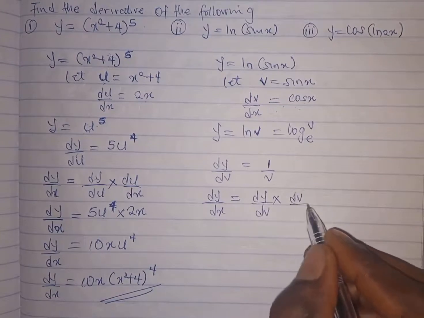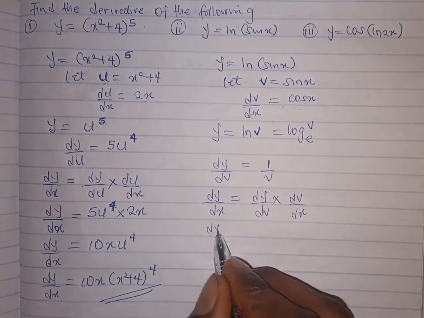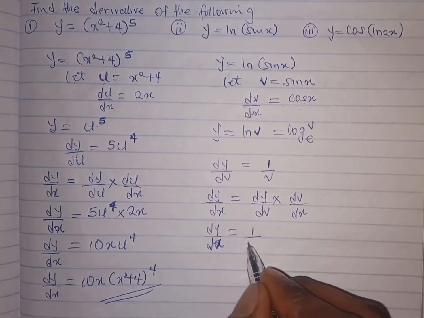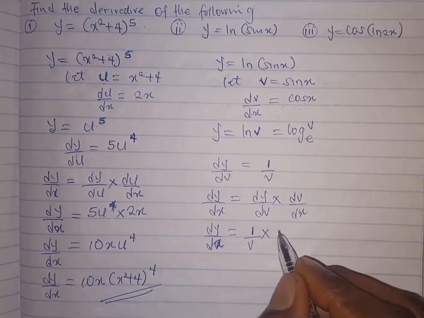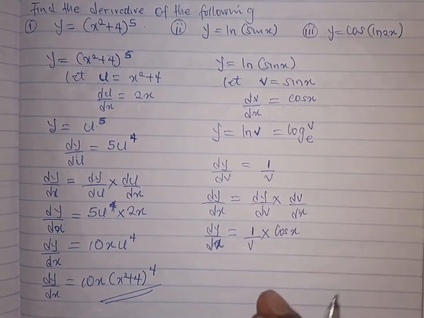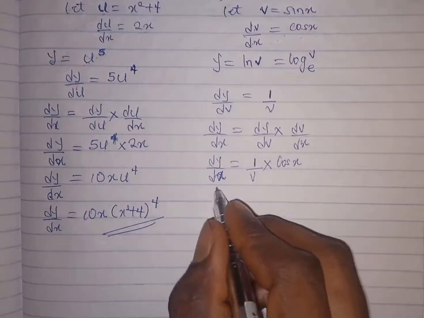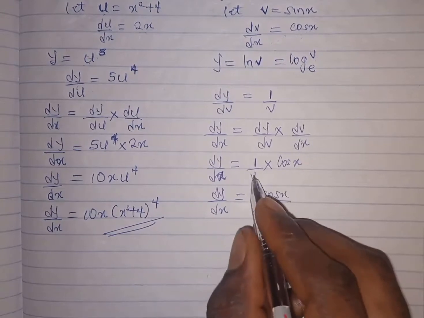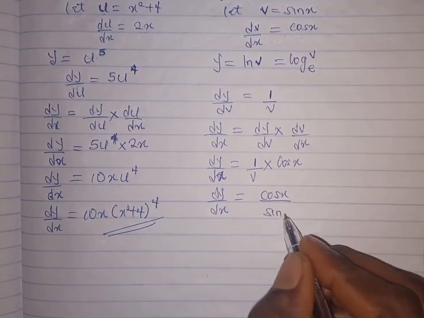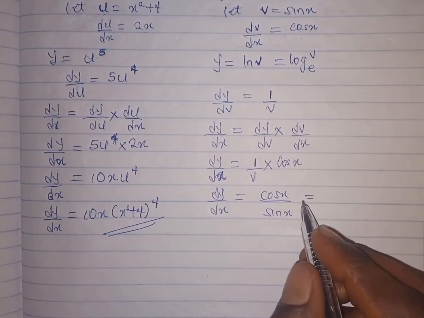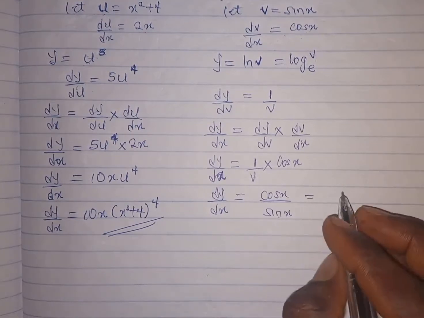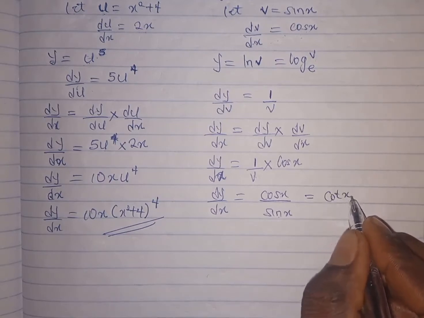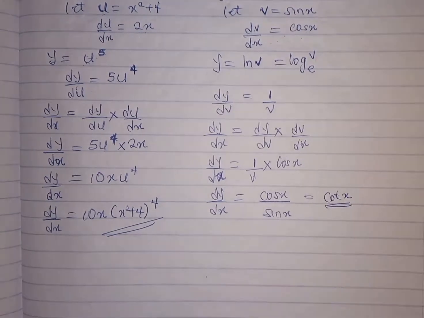Multiplied by dv dx. Now dy dx, sorry, will be equal to, what's your dy dv? Your dy dv is 1 over v multiplied by dv dx. Dv dx is cos x. So now your dy dx will be equal to cos x over v. What's v? V is sine x. So cos x over sine x will give you what? Cos x over sine x is the same as cot x. So that is for that.